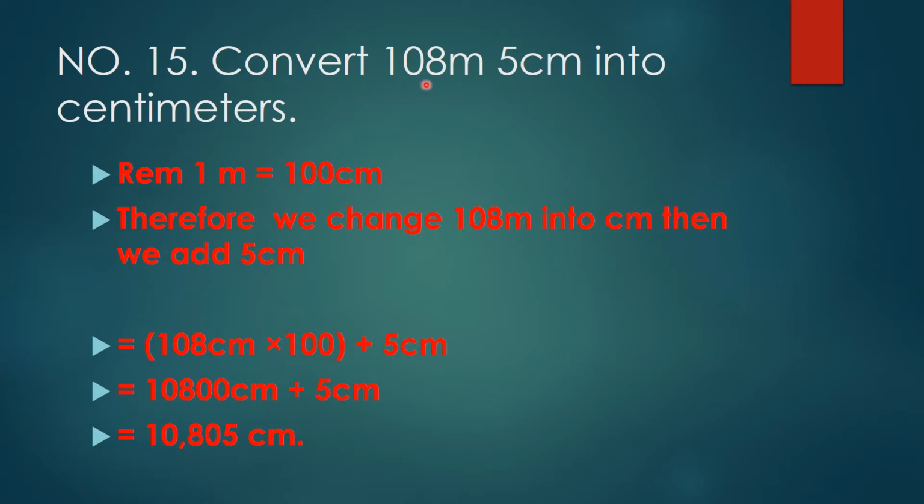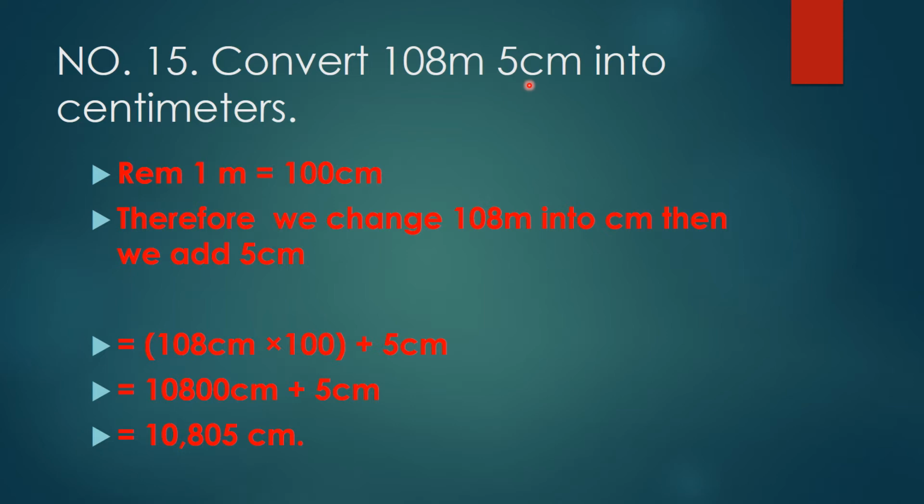So the only thing you need to remember here is that because we want to change everything to become centimeters, and already we have 5 centimeters here, we don't need to change it. We'll just add it after we have converted 108 meters. So 1 meter is how many centimeters? Very good. 1 meter is the same as 100 centimeters. So what about 108 meters? Therefore, we change 108 meters into centimeters. Then after changing it, we will add 5. Why? Because 5 is already in centimeters.